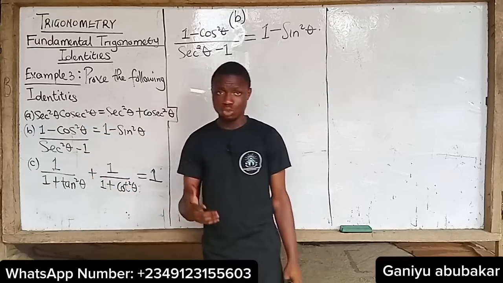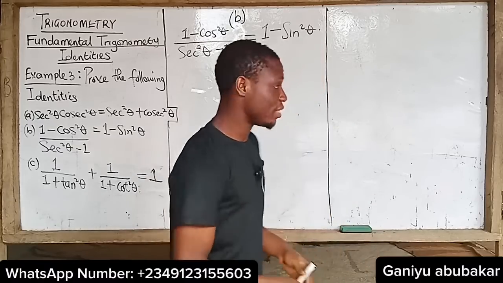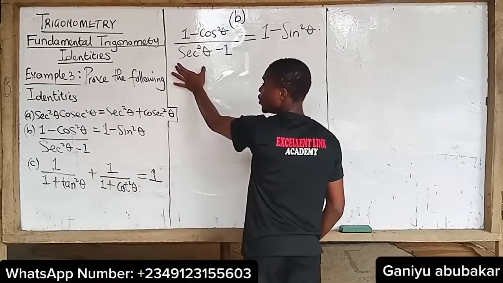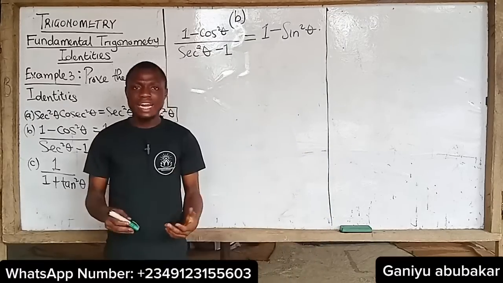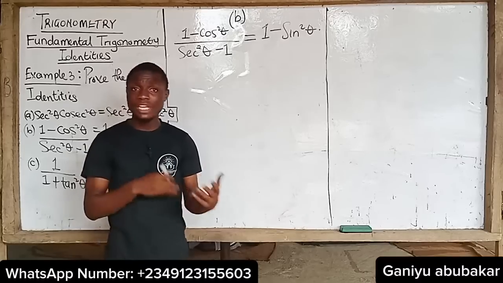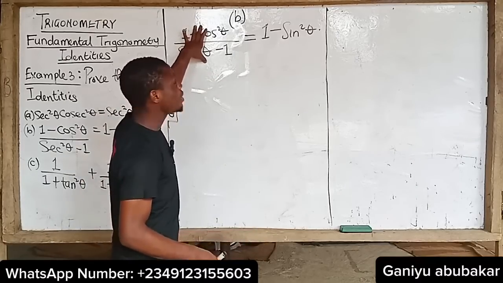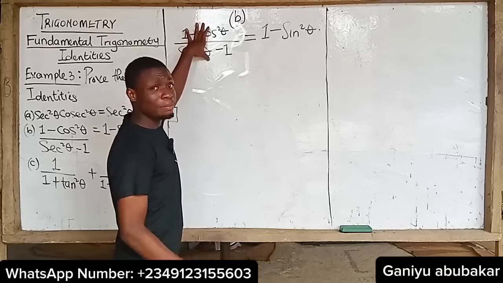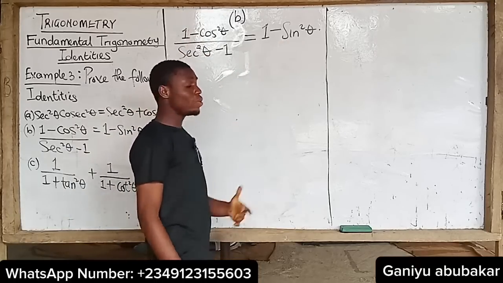Let's do example 2. Let's prove that the left hand side is equal to the right hand side. Let's prove this, please. We said our very first priority is to pick out the left hand equation. So I'm working on this. It means that I'll simplify this such that my answer will be something of this nature. So how do we get this done?